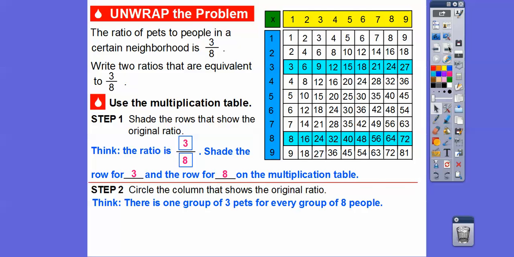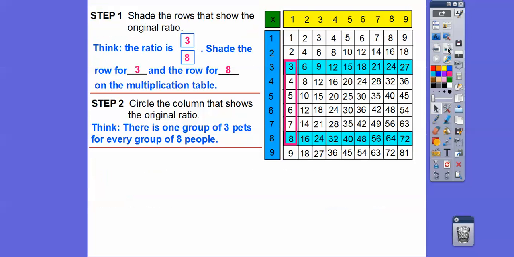Now we're going to circle some columns that show the original ratios. We can circle any two columns. I think I'm just going to circle the next two columns. So I'll circle this column right here, and then this column right here. There's one group of 3 pets for every 8 people. There's the column that shows the original ratio, 3/8. Let's slide all that stuff up.